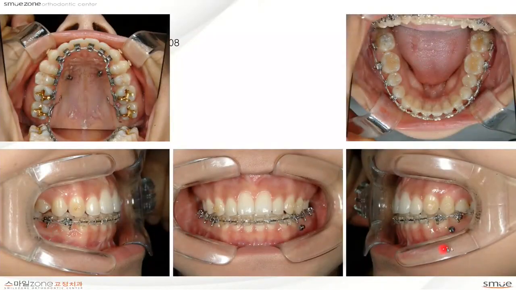Yeah, the mini screw failed on this side, but this side stays alive.